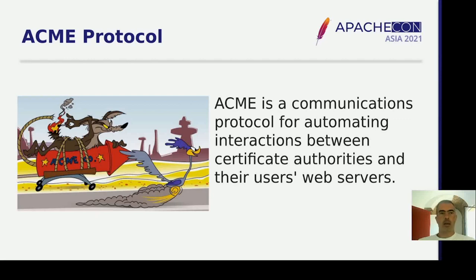The ACME protocol automates all of this. It's a communication protocol that permits automating interaction between CAs, so certificate authorities, and web servers. So the web server asks the CA that it wants a new certificate for its domain. It generates a CSR. The CA signs the CSR after checking that the domain is valid, and in a completely automated manner, it installs certificates without any manual user intervention.